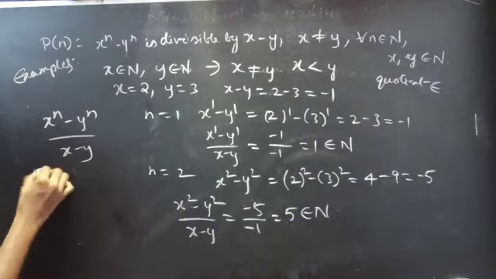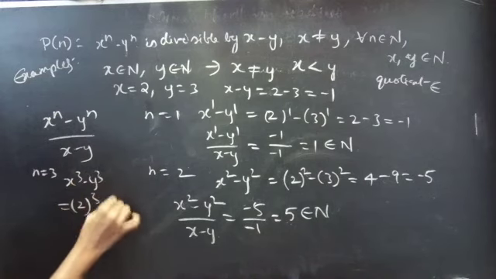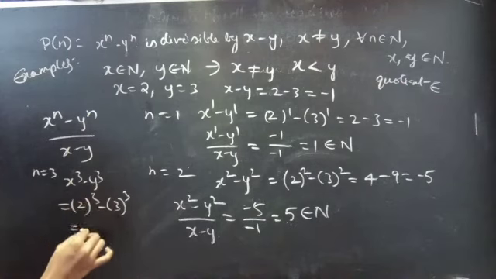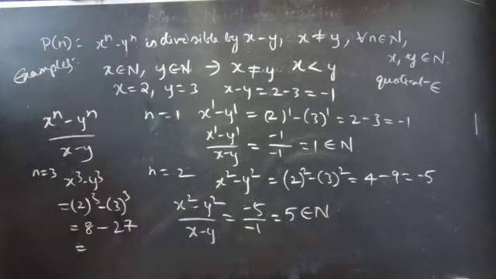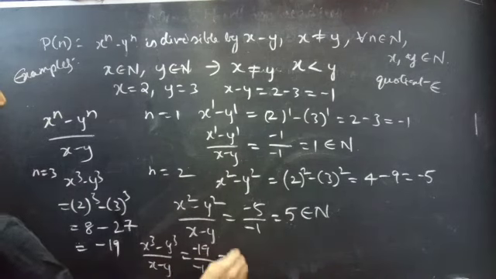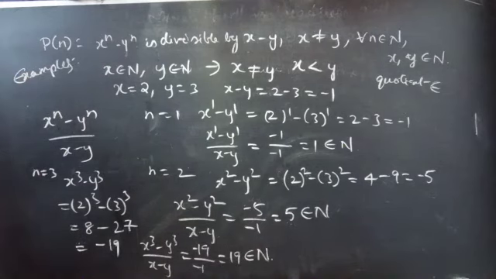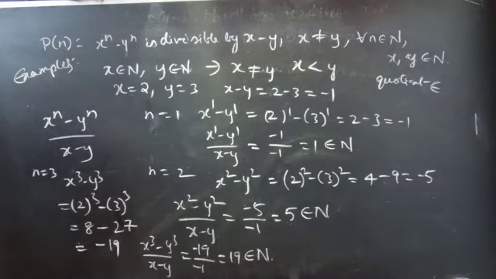Likewise, for n equals 3, x cube minus y cube gives 2 cube minus 3 cube. This equals 2 twos are 4, 4 twos are 8, minus 3 threes are 9, 9 threes are 27, which equals minus 19. Now (x cube minus y cube) by (x minus y) equals minus 19 by minus 1, which is plus 19, which belongs to natural numbers.